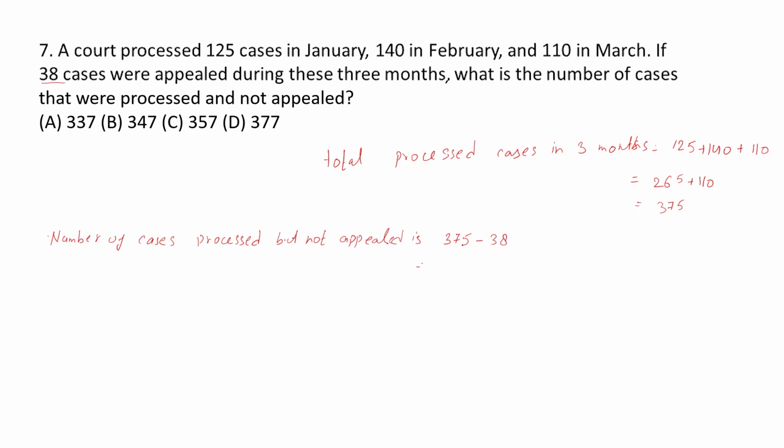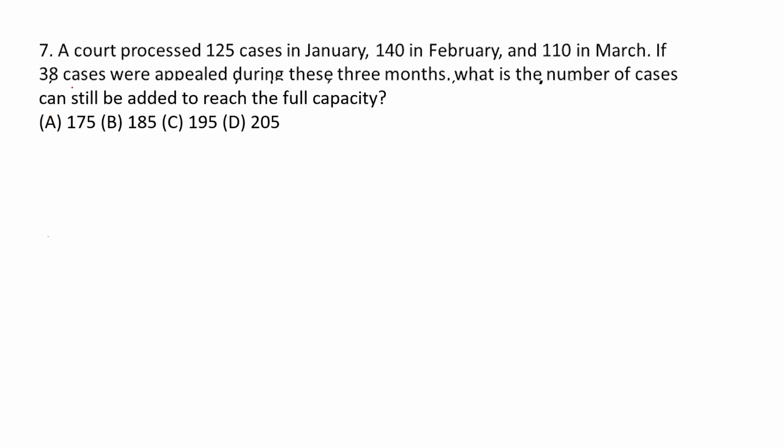So you have to subtract 5 minus 8. It is not possible. You have to take a remainder. So take a remainder over here. So it becomes 15. 15 minus 8 is 7. It becomes 6 because 1 you have taken on this side. 6 minus 3 is 3 and 3 is as it is. So it is 337. These many cases were processed but not appealed. Is that okay? Next problem.